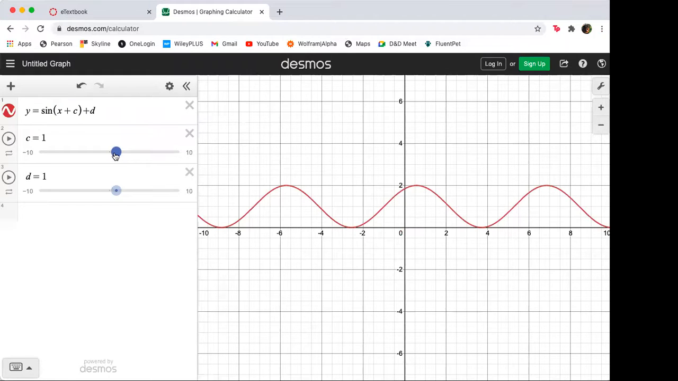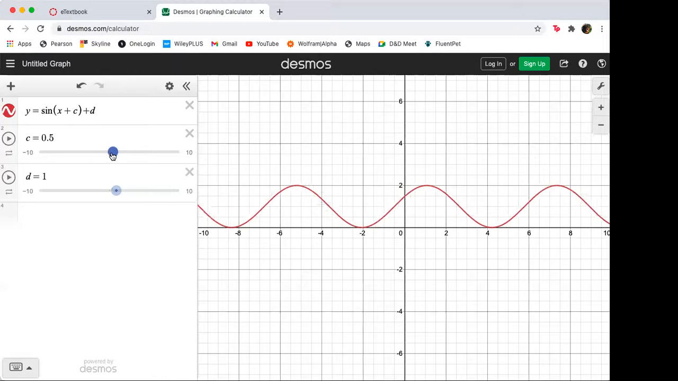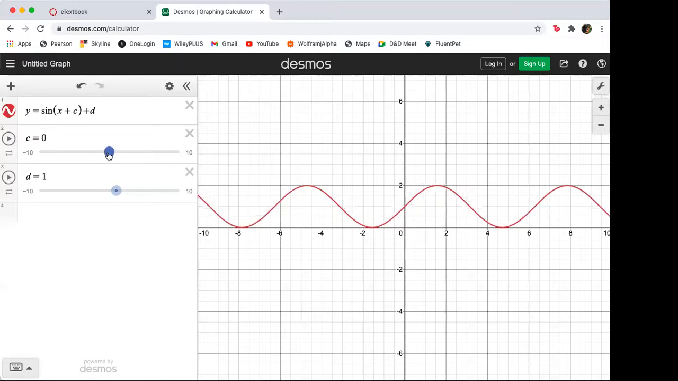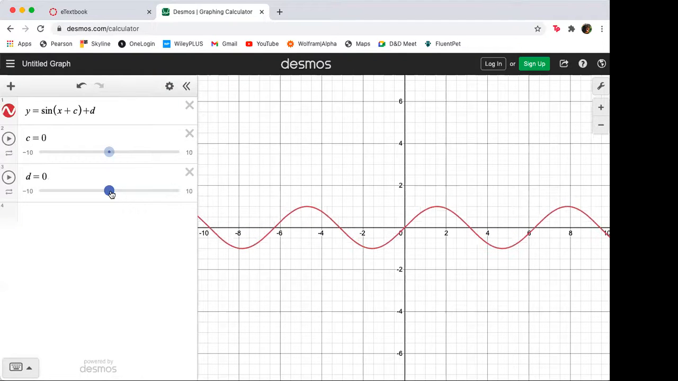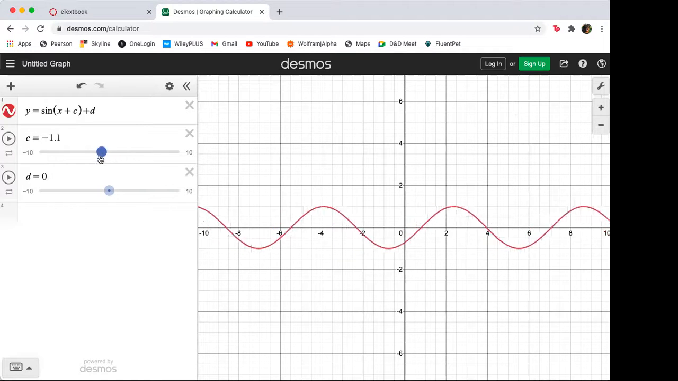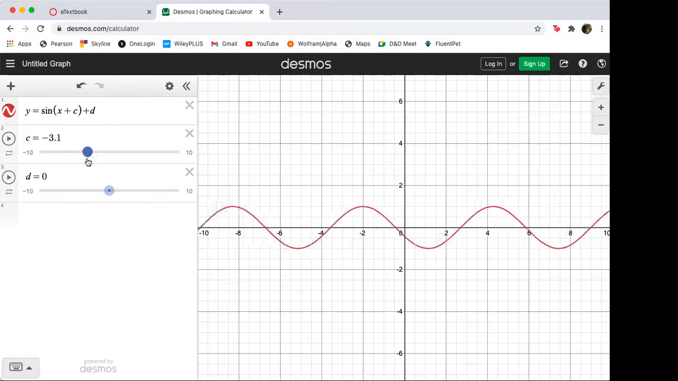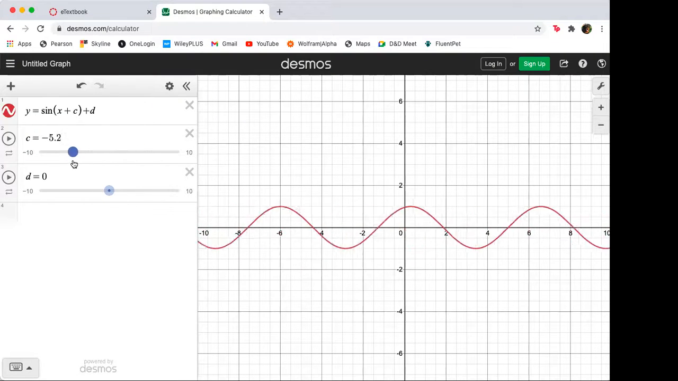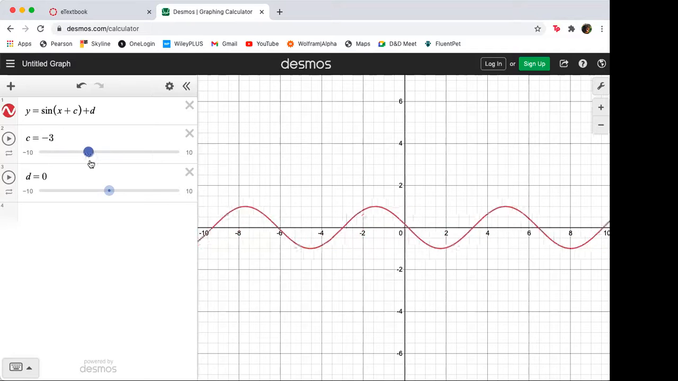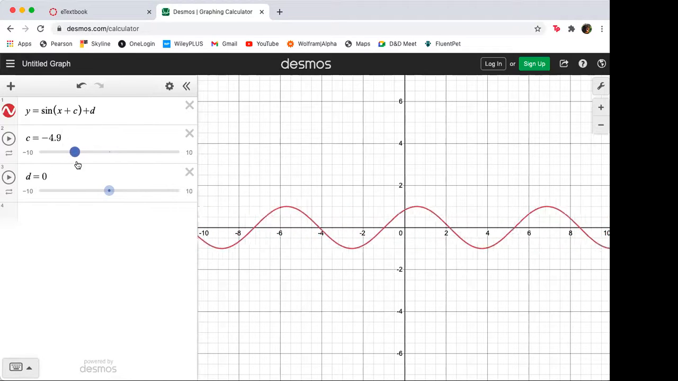I'm going to change the value of c. You can see that c equals 1. If I drop c down to 0, and if I drop d down to 0, you can see what's happening when I change these values. So if I change the addition before the sine, the plus c, that moves the graph back and forth. So I'm shifting the graph. It's keeping the same amplitude and the same period, but it's shifting left and right.